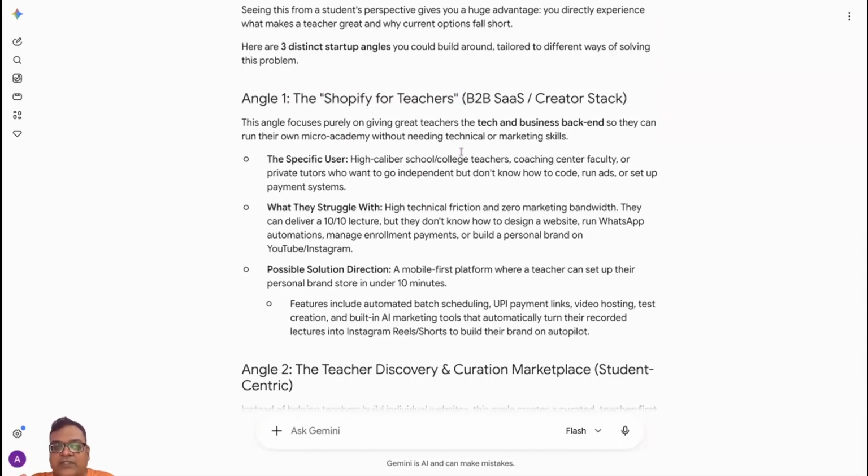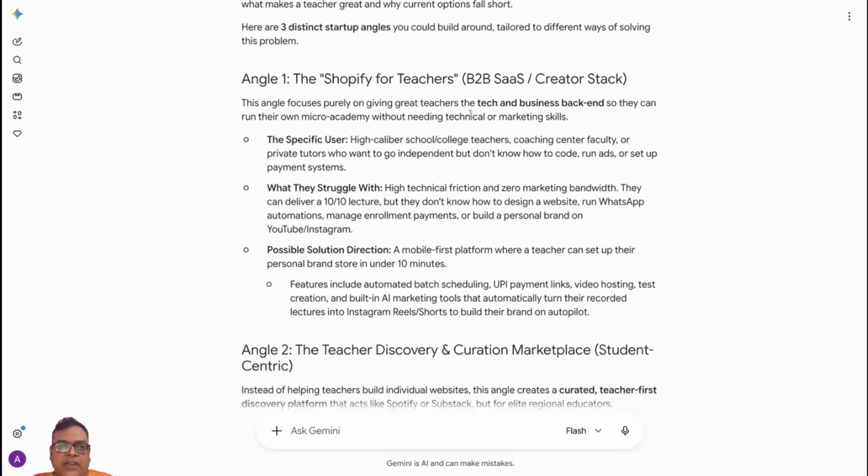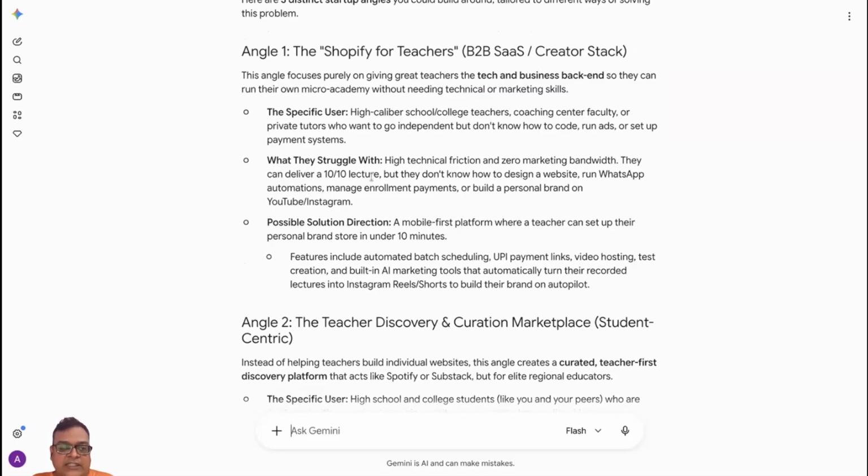So, high level concept is because you're new to the startup world, nobody knows. And if you have to explain it to a common person or do a branding right at the beginning, the best way is compare it to a very big or well known startup or company. Right, and then explain. So Shopify for teachers. Now Shopify, everybody knows what it is, right? It becomes easier. So this is angle 1.